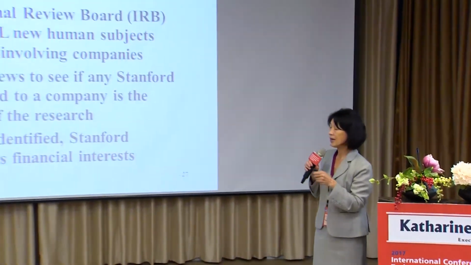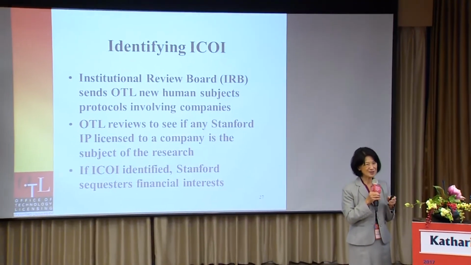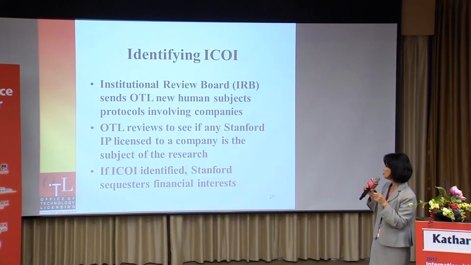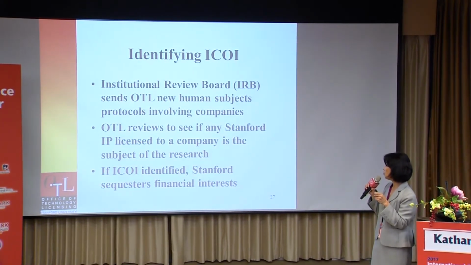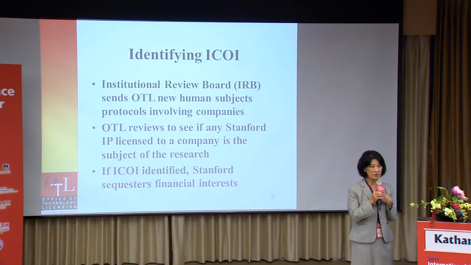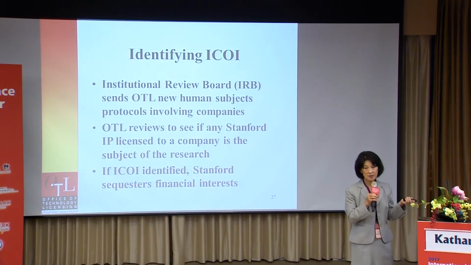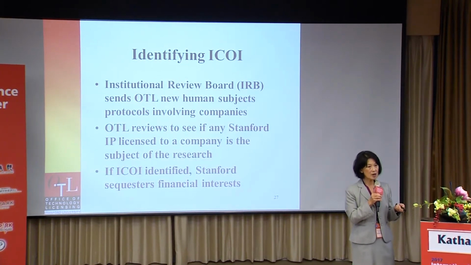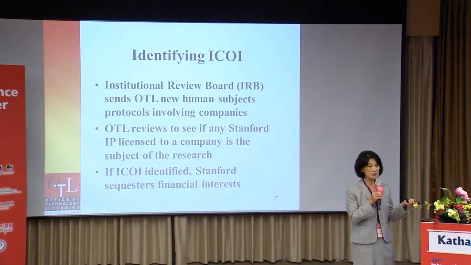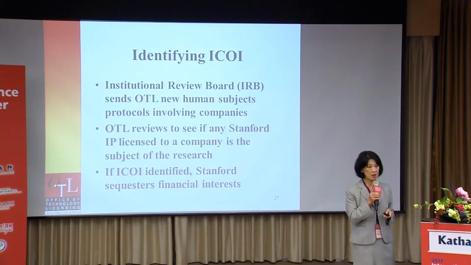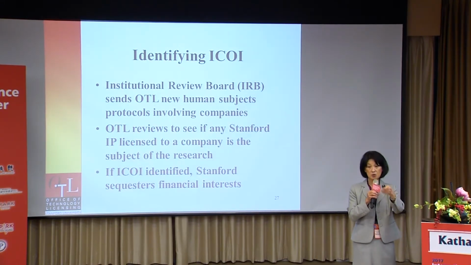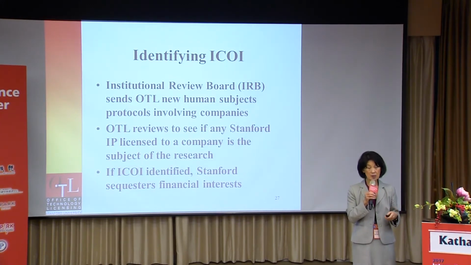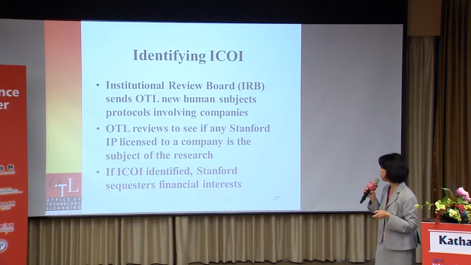So how do we even identify institutional conflict of interest? It's actually really hard. The Institutional Review Board, the IRB, sends our office all the protocols that involve company-funded sponsored research. Now, I would say 95% of them have nothing to do with our licenses. They're big pharmaceutical companies that are funding research. It's not based on our IP. We don't have to do anything about that.